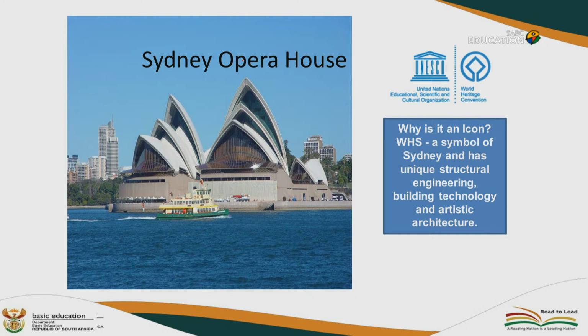Some may say they are like sheep. This is how you must identify the Sydney Opera House, the way it is built. Looking at this, do you see a man-made or do you see a natural one? This is how it was listed, according to how it is built. Why it is an icon, a symbol of Sydney: it has unique structural engineering, building technology, and artistic architecture.